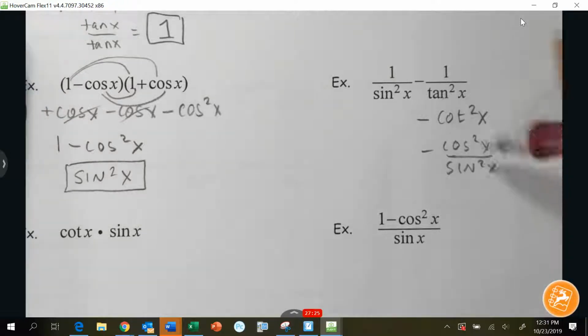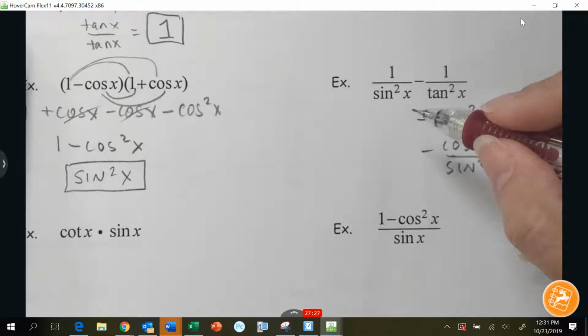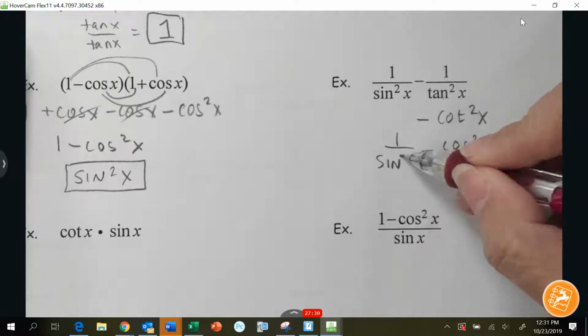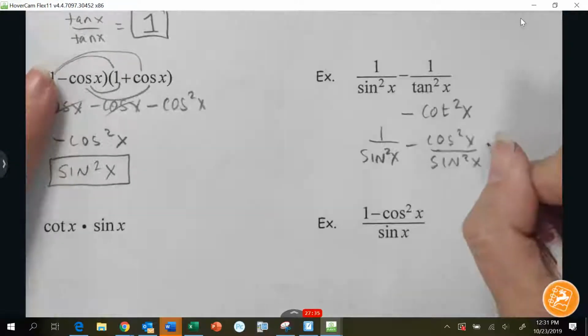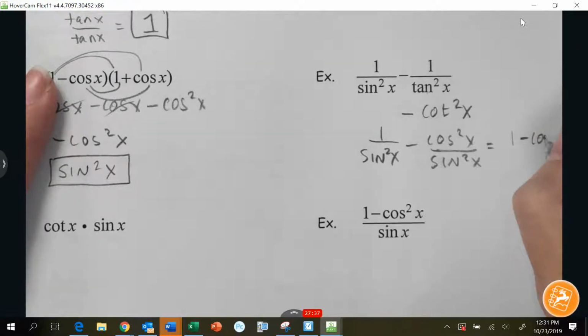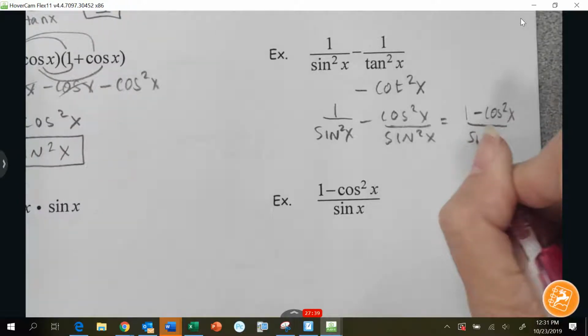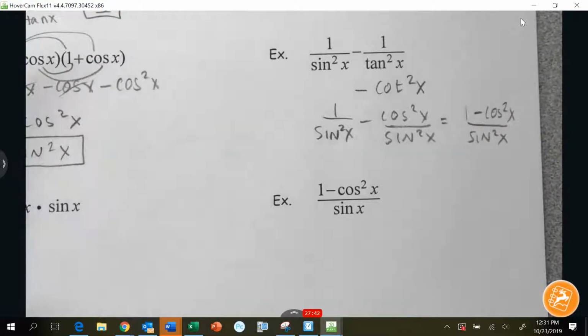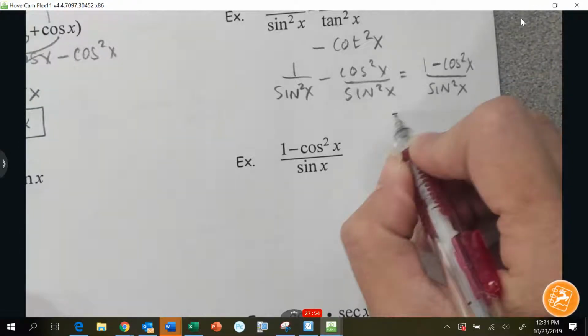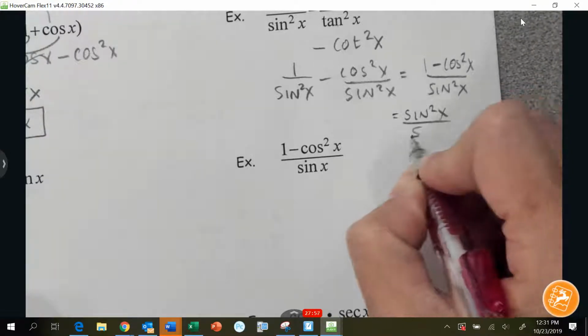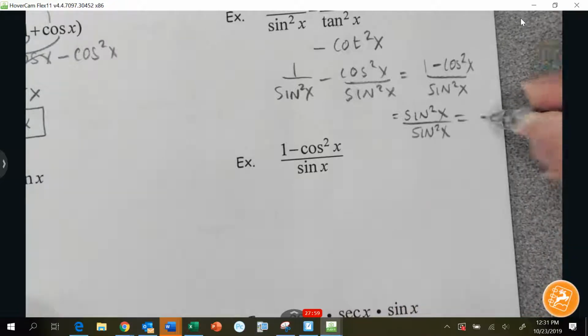So if we're going to do that, what should we do on the other side? Just leave it as 1 over sine squared x? Is that where your brain was thinking? Yeah. Oh, okay. And now we have a common denominator. And if I have 1 minus cosine squared x over sine squared x, what is 1 minus cosine squared x? I feel like we just did that. Okay, so I would have sine squared x over sine squared x, which is 1.